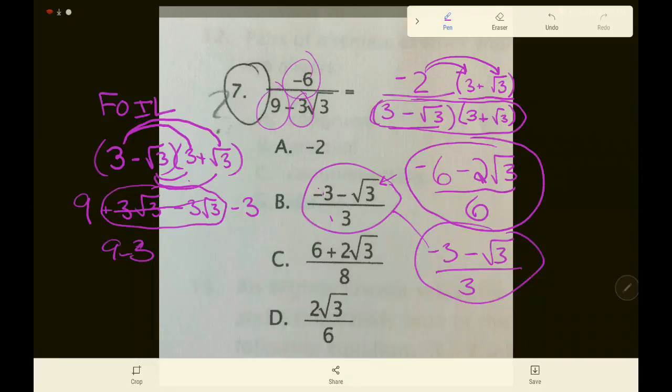But the way of getting rid of a square root in the denominator is to multiply by something, so the square root is gone. And we had 3 minus square root of 3, so we multiplied by 3 plus square root of 3 to get rid of the radical out of the denominator.